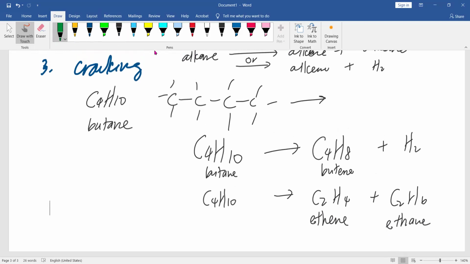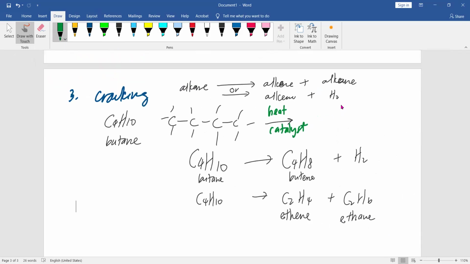So how do I do cracking? I must use heat and I must use a catalyst. If it forms a butene, the carbons bond together. Yes, correct. So I can get an alkane and an alkene, or an alkene and hydrogen. The purpose is that the long hydrocarbon chain I cannot use to make plastic, but the short hydrocarbon chain, alkenes, I can use to make plastic. Get it? So it's more useful. We will learn about plastic later on.